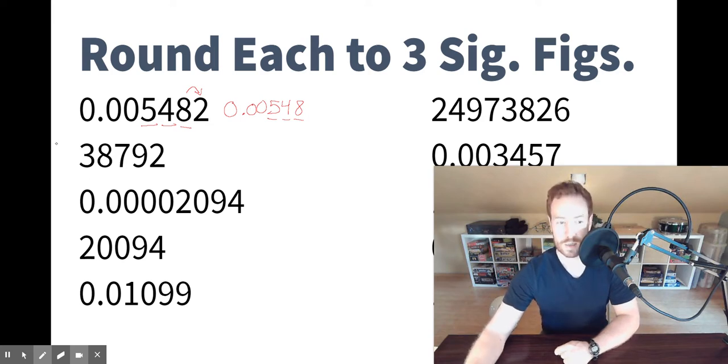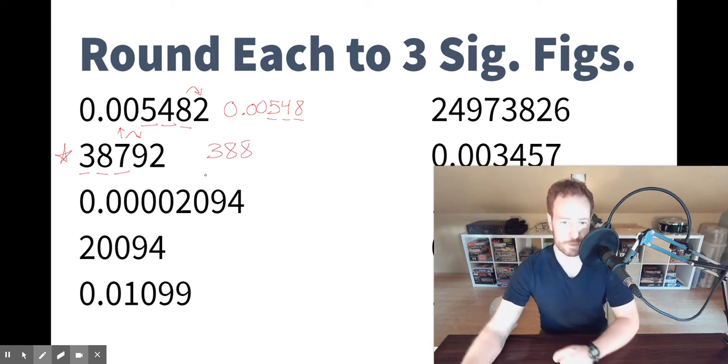Now, this is one that a lot of people get wrong, when you have to introduce your own placeholder zeros. So let's talk about this number. We're rounding to 3 sig figs. The first sig fig is the 3, the second is the 8, the third is the 7. We're going to look at the next significant figure. Hey, it's a 9, so that means the 7 is going to round up to an 8. So we're going to get 3, 8, 8 as our 3 significant figures.